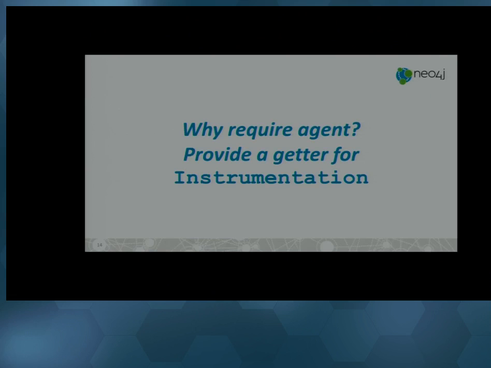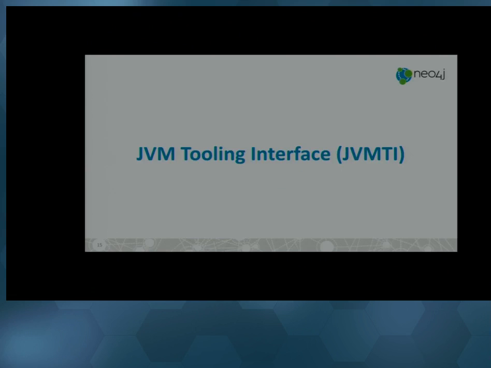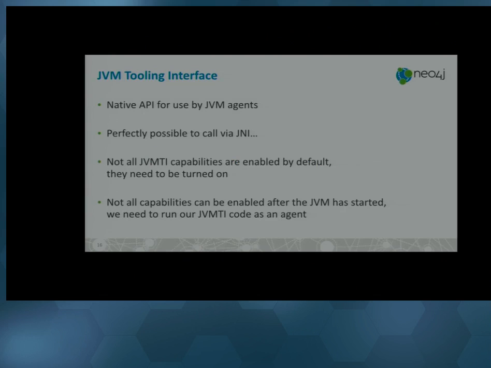If we want to get even more powerful tools, we can write some C code or some native code using the JVM tooling interface, JVM TI. So this is a native API for writing native JVM agents. It's another type of agent, not a Java agent, but I think these are just called agents. The interesting thing about this is that even though this API is meant to be used from an agent, it's perfectly possible to write JNI code that calls it. So we can do that.